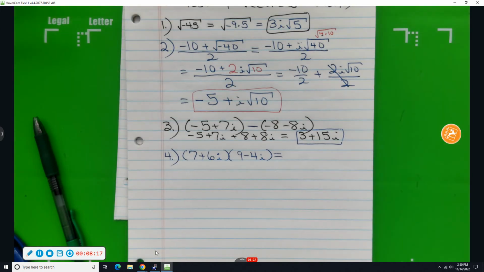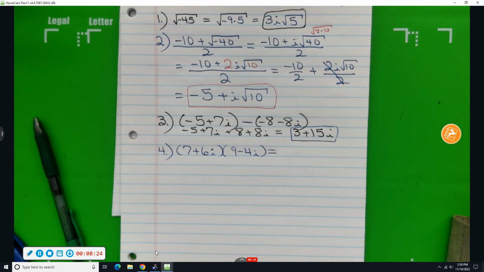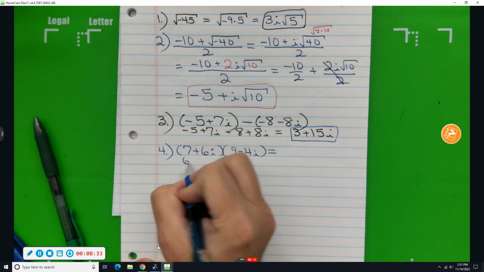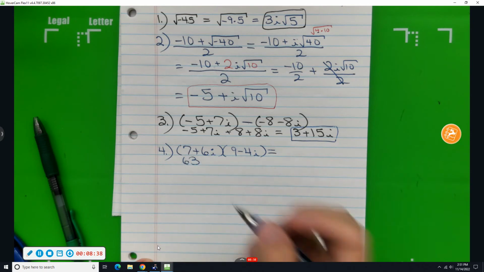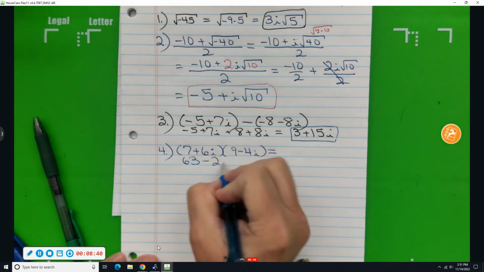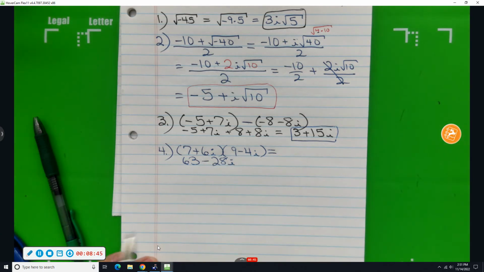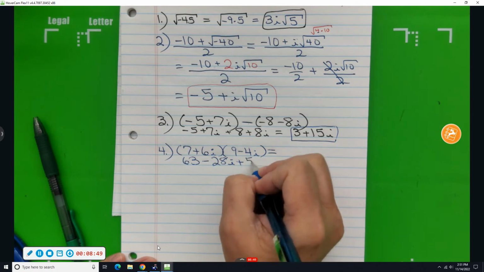This looks like a binomial times a binomial. We multiply. What's that little nickname we give this process? 4-letter word beginning with an F? FOIL. That's right. First, 7 times 9 is 63. Outer, -28i. Inner, 6i times 9. That's a plus 54i. I agree.